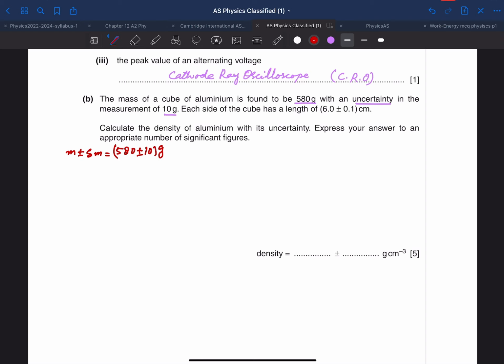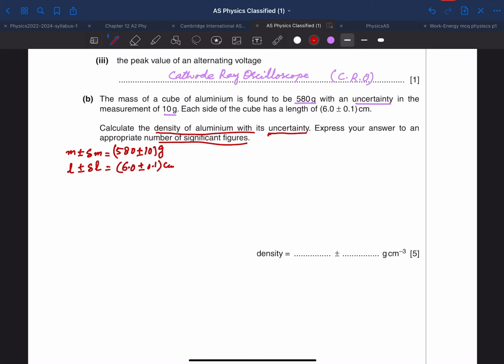Each side of the cube has a length. So the length of the cube is given with the uncertainty, and we can write it as 6.0 plus minus 0.1 centimeter. So this is what we have. Calculate the density of the aluminium with its uncertainty. Express your answer to an appropriate number of significant figures. So this is what we have.